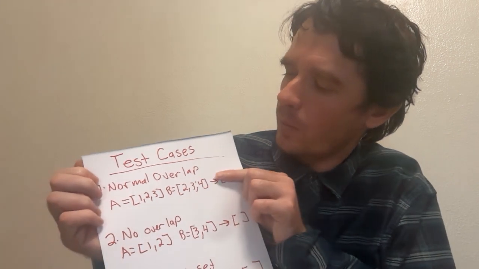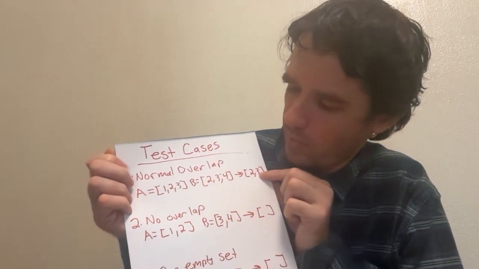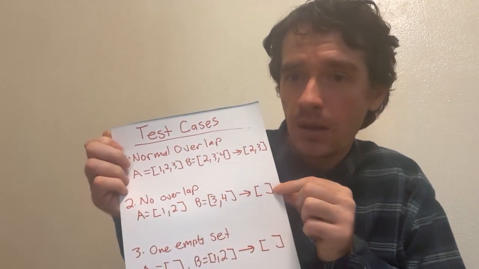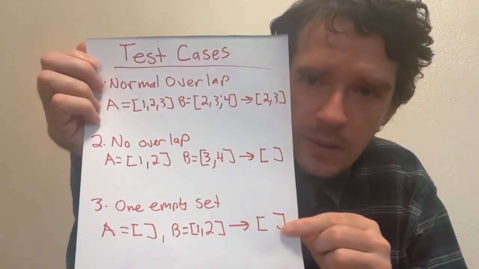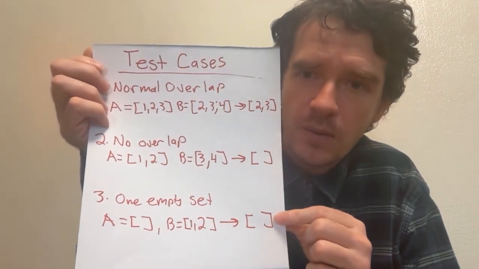Okay, and then these are my test cases. I'll have a normal overlap. So you have 1, 2, 3, and 2, 3, 4, which can be 2, 3. I'll have no overlap. So you have 1, 2, 3, 4. You'll have the empty set there. Then an empty set case: A is empty, B is 1, 2. The test result should give you an empty set.